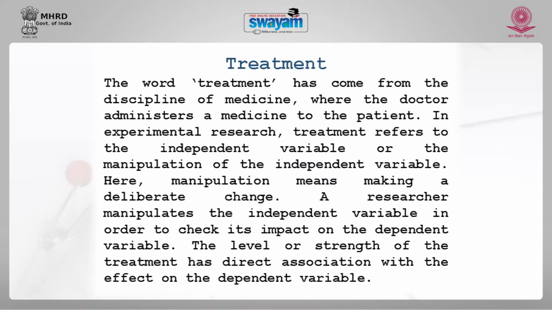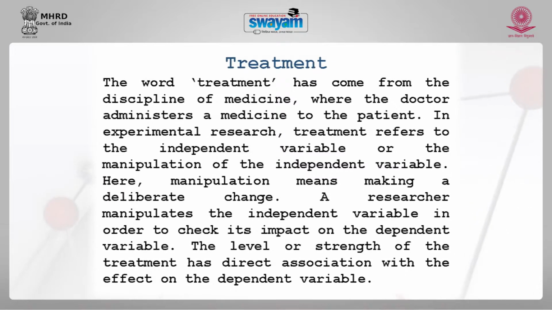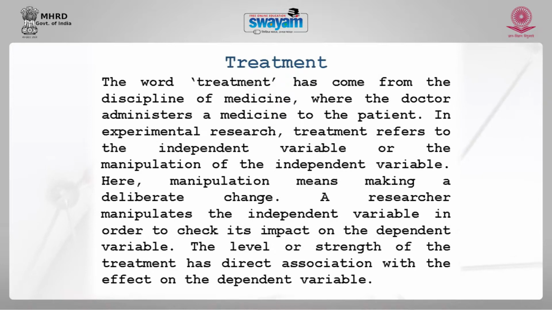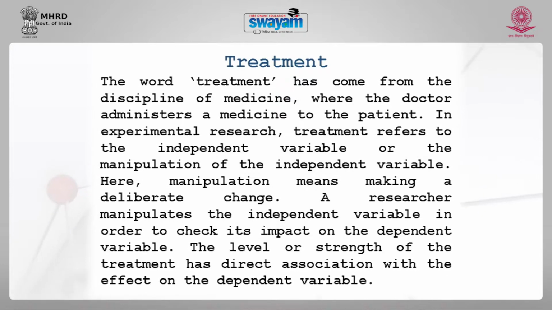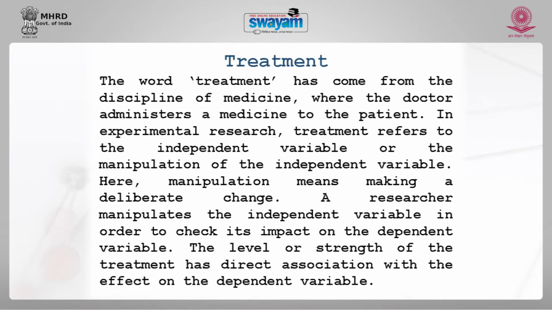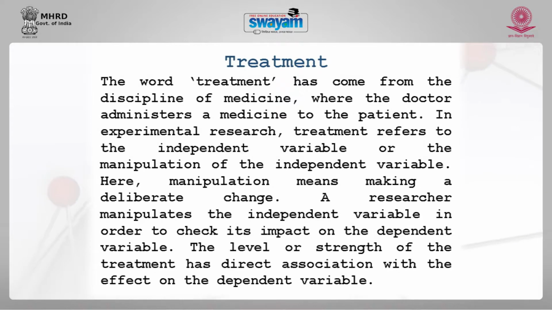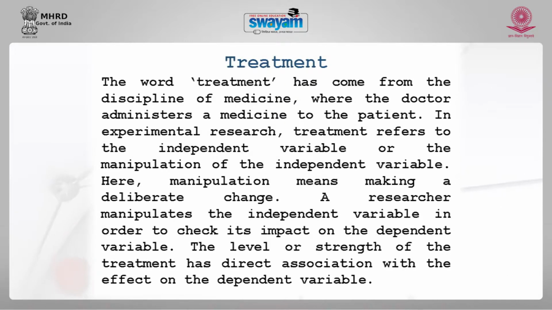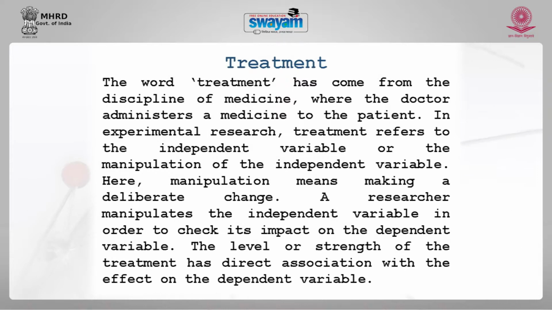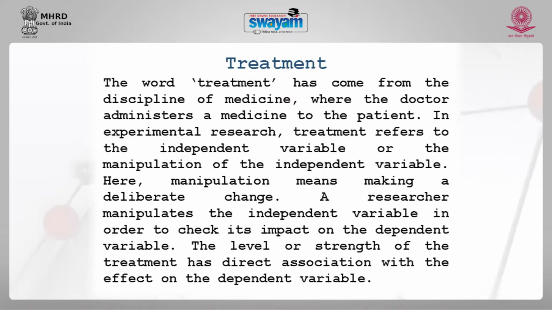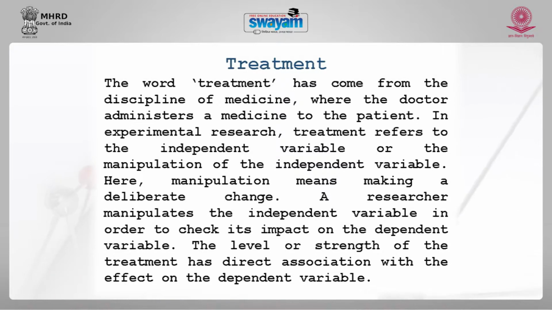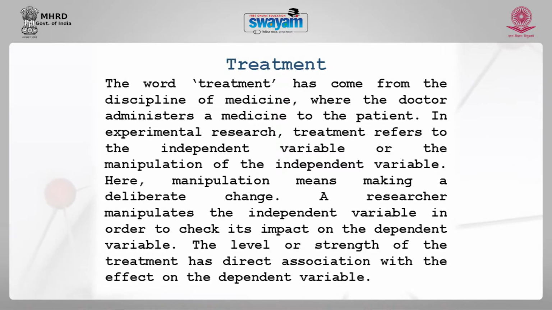What is a treatment? The word treatment has come from the discipline of medicine, where the doctor administers a medicine to the patient. In experimental research, treatment refers to the independent variable or the manipulation of the independent variable. Here, manipulation means making a deliberate change. A researcher manipulates the independent variable in order to check its impact on the dependent variable. The level or strength of the treatment has direct association with the effect on the dependent variable.